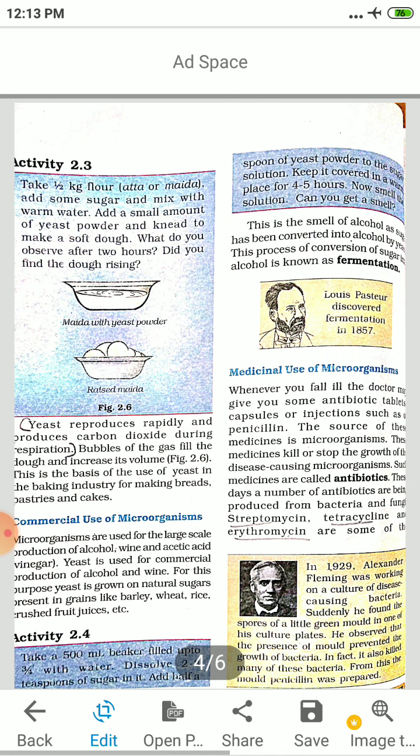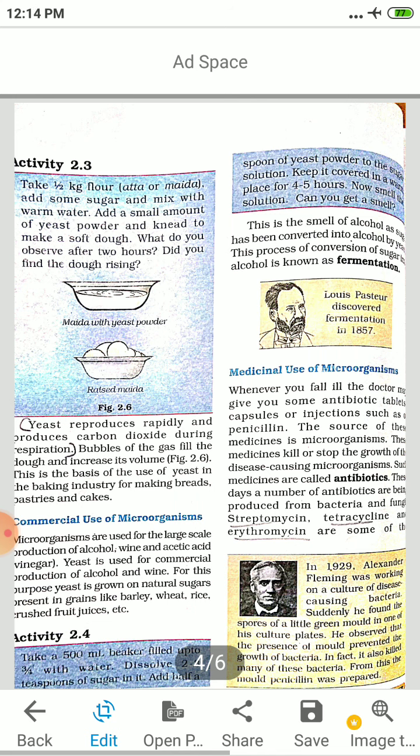Medicinal use of microorganisms. They are also used as medicines. Whenever you fall ill, the doctor may give you antibiotic tablets, capsules, such as penicillin. The source of medicine is microorganisms. Right now, what does the government tell in the COVID-19 situation? To take vaccination. Now, what is this vaccine? Vaccine is nothing but a microorganism. These medicines kill or stop the growth of disease causing microorganisms. Such medicines are called antibiotics.